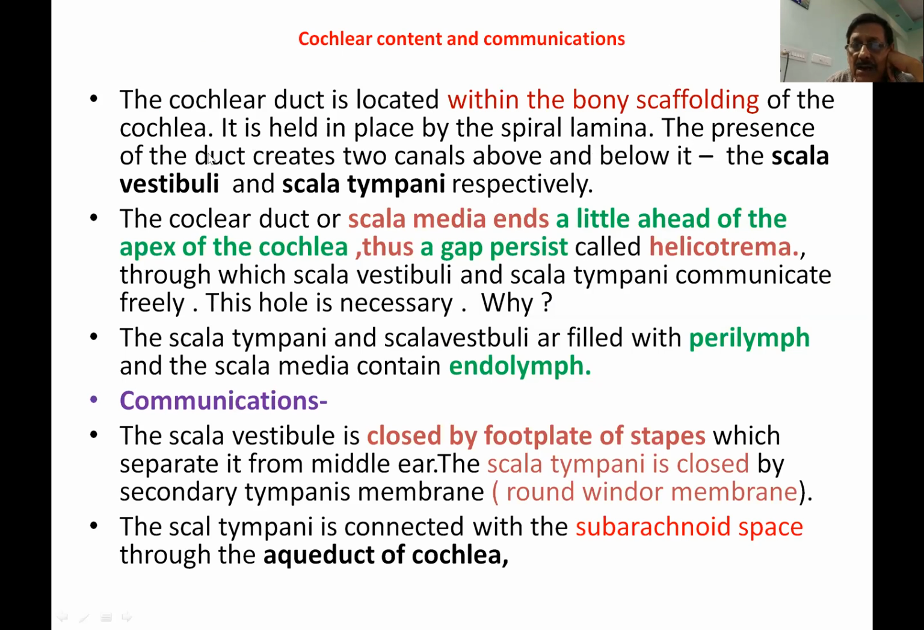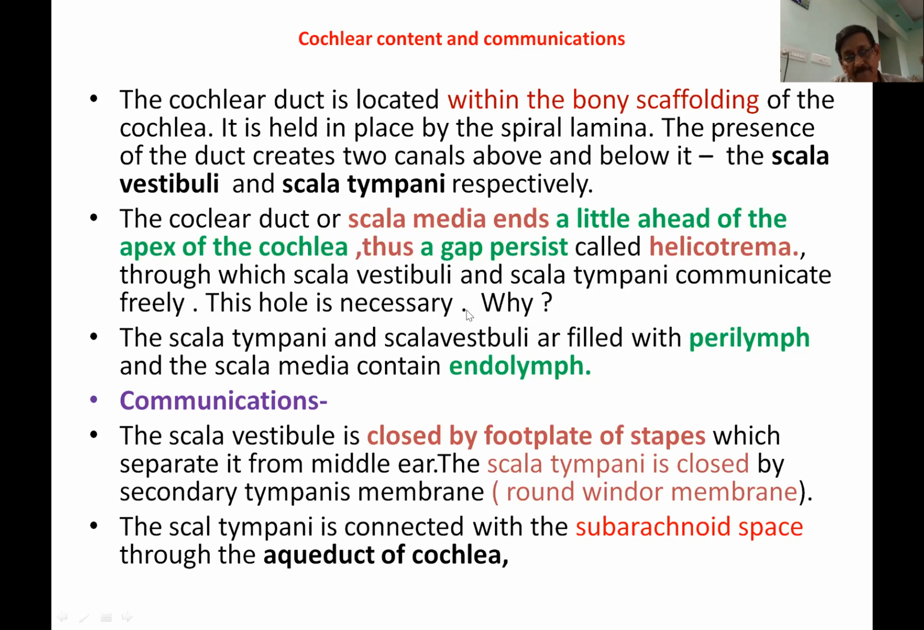The presence of this duct creates two channels. Above is the scala vestibuli and below is the scala tympani, respectively. The cochlear duct, or scala media, ends a little short of the apex. Thus, a gap persists. This gap is called the helicotrema, through which the scala vestibuli and the scala tympani communicate freely. Both contain perilymph.